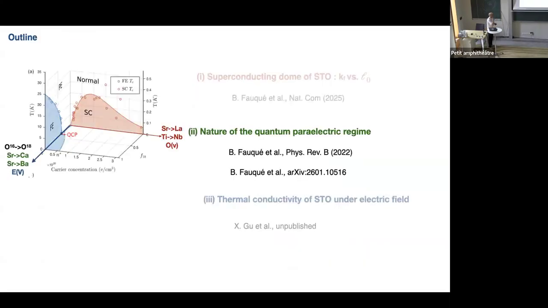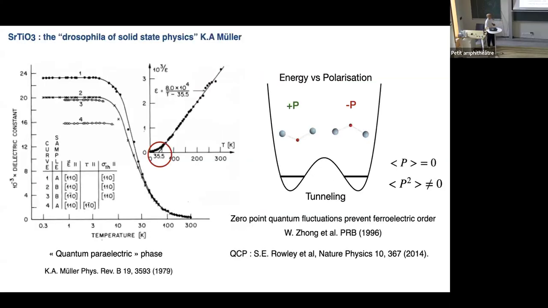So now I would like to come back to something I'm working on at the moment, which is about the nature of the quantum paraelectric regime. So now what I will do is come back here at 0 and really ask the question, what is this ground state? You already saw this picture. So you have very large dielectric constants. And the usual interpretation is to say that at low temperature, there is a lot of zero-point quantum fluctuation. And it is this fluctuation that prevents the long range order.